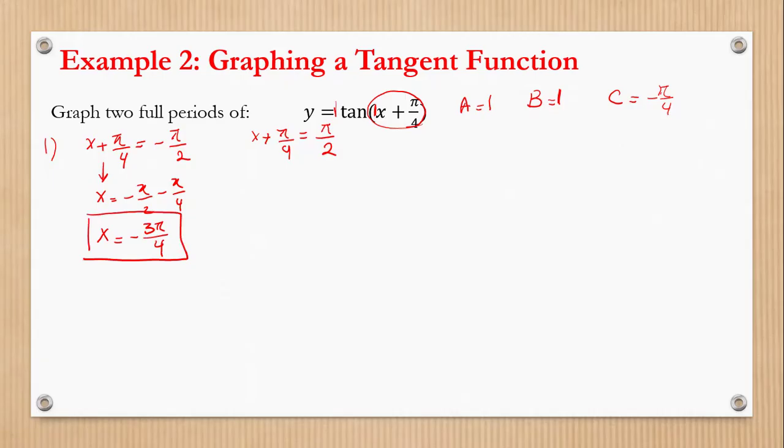And for the other equation, if I subtract pi/4 from both sides, I get x equals pi/2 minus pi/4. And if I find the common denominator, I get x equals pi/4. That's my second asymptote. If I want to graph this function for one period, I need to graph it from -3pi/4 to +pi/4. I prefer to graph the asymptotes because it gives me a better observation of the points, and finding the points is much easier that way.